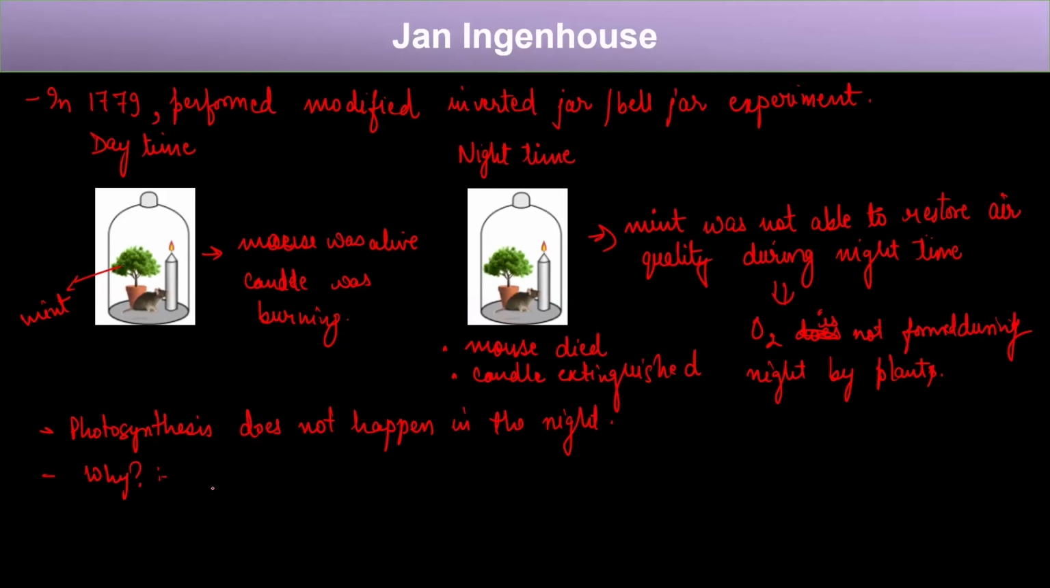And from this, what can be proved? It can be proved that light is important for photosynthesis. So via this experiment, Jan Ingenhousz proved that light is important for photosynthesis. And due to this reason, during night time, no photosynthesis takes place. Now, he also performed another experiment known as the inverted funnel experiment.